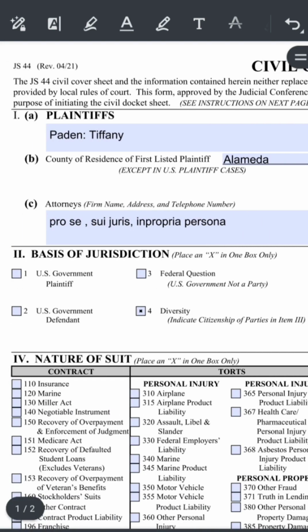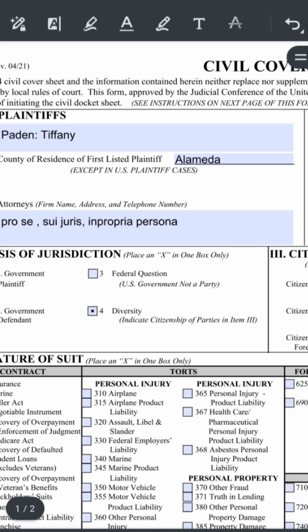Okay, basis of jurisdiction. So U.S. government plaintiff, U.S. government defendant, federal question, or diversity. A federal question is when you are going to be utilizing statutes, codes, treaties, constitutions, CFRs, okay?